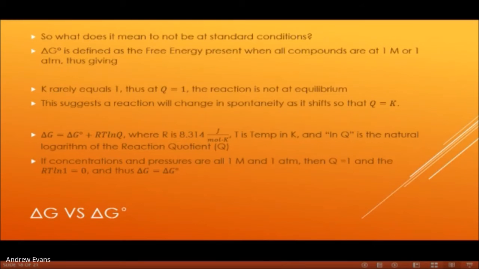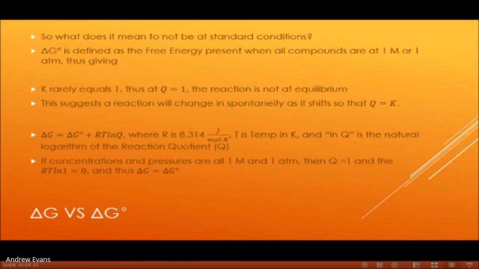So thus, if you were to calculate the equilibrium expression when everything is 1, that's not going to be equilibrium. That's going to be Q equals 1, but that's not actually equilibrium. Thus, if Q is not K, the reaction will keep proceeding until we get to Q equals K. So we can look at a reaction that says delta G non-standard equals delta G standard plus RT ln Q.